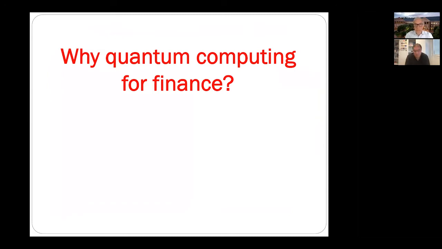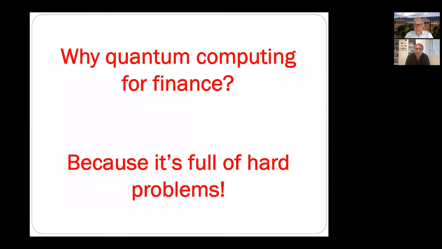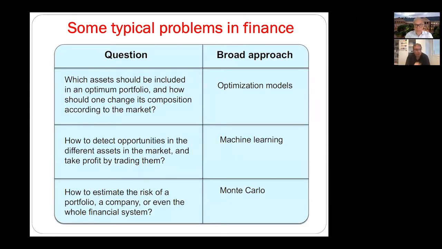All right, so why quantum computing for finance? Because it's full of hard, I should add here, mathematical problems. That's the point. Now, typical problems that we find in finance. Of course, this list is again not exhaustive, and there are many other types of problems. I'm pretty sure that you know much more than me about this, but at least here are three that are quite generic. The first one is this one: which assets should be included in an optimum portfolio, so portfolio optimization. All right. And the broad approach to solve this is through optimization models.